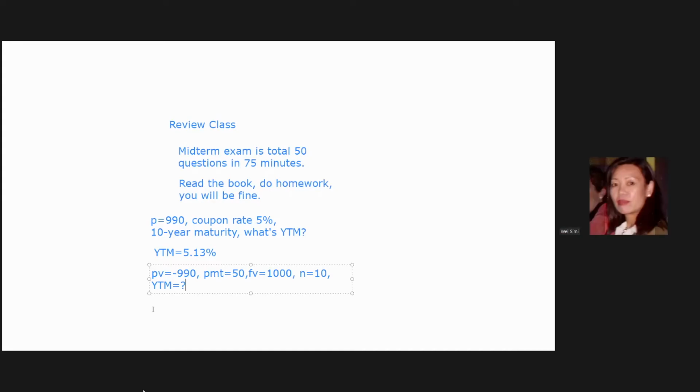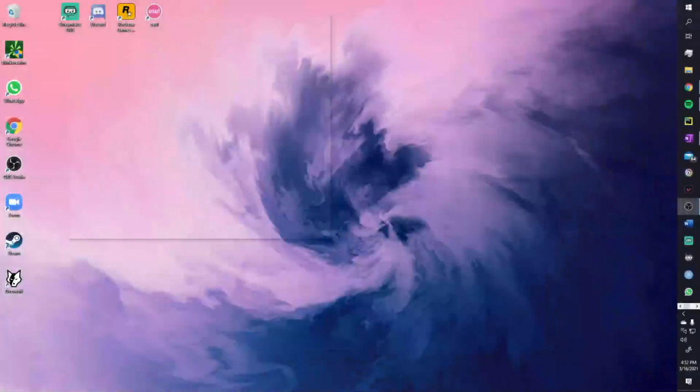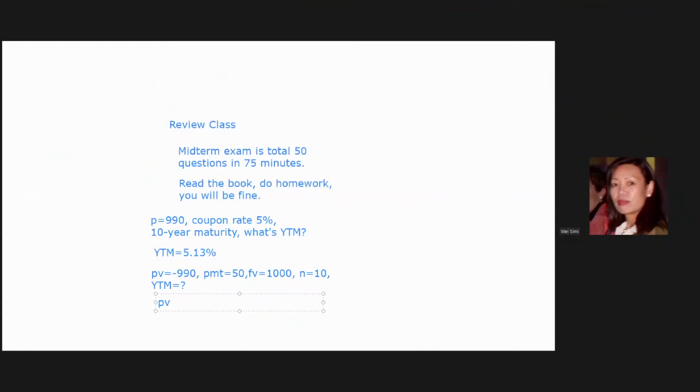Okay, so now we do semi-annual. Try it again. Where did you get 1,000 from? Is that the coupon rate? No, it's the bond face value. Remember, when you buy a bond, you lend the money, so the face value is always 1,000 unless specified. Bond means at the end of maturity, you will get your money back. So that's why it's 1,000.